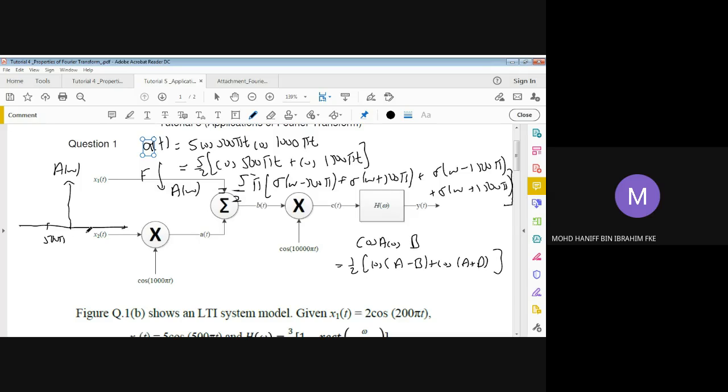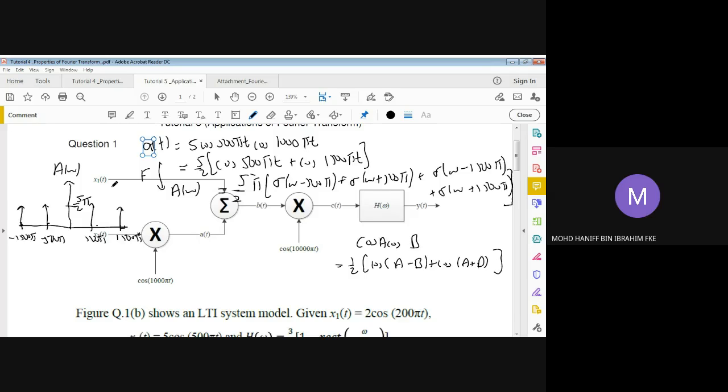500 pi negative, 500 pi positive, this is negative supposedly. Then we have 1500 pi, and we have at negative 1500 pi. So that should be the amplitude, which are constant or the same for all impulses. The value is 5 over 2 pi. So that should be the spectrum for your A omega, yeah?